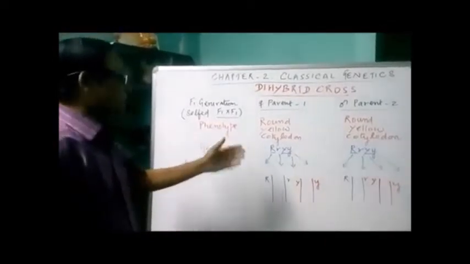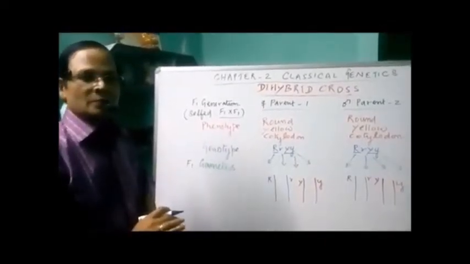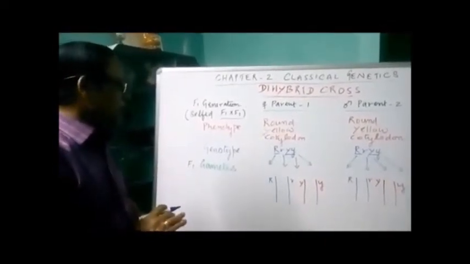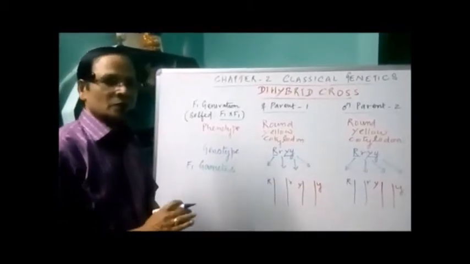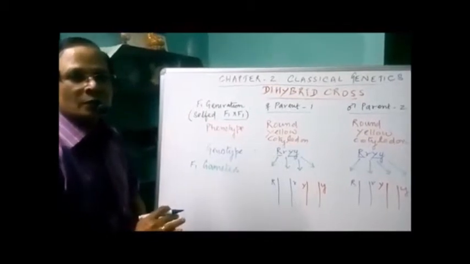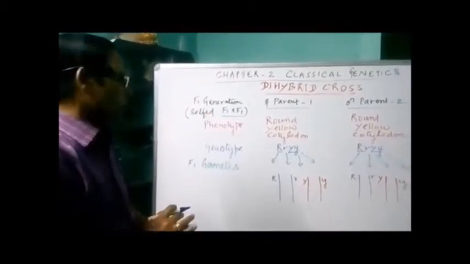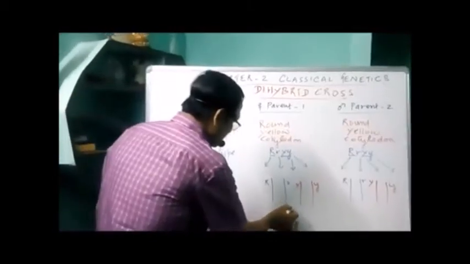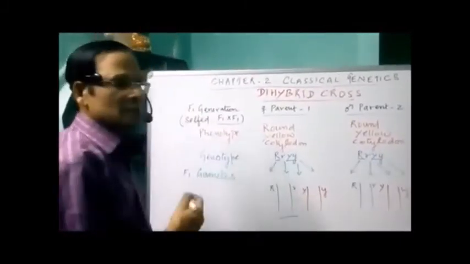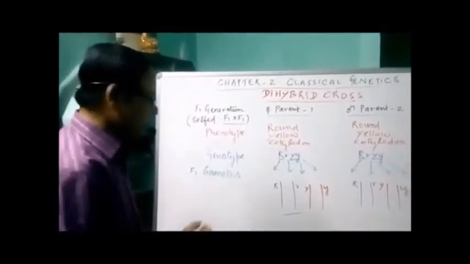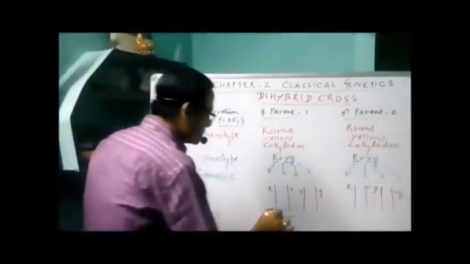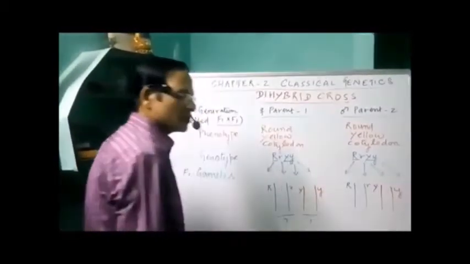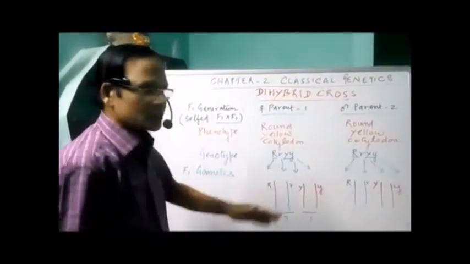Now, during gamete formation at the time of meiosis, according to Mendel, as the genes are present on different chromosomes, they assort independently of one another. What's the meaning? Here the R gene, that is the shape of the seed, is present on the 7th chromosome, you know that one. The color of the cotyledon is present on chromosome number 1. So they are present on different chromosomes.